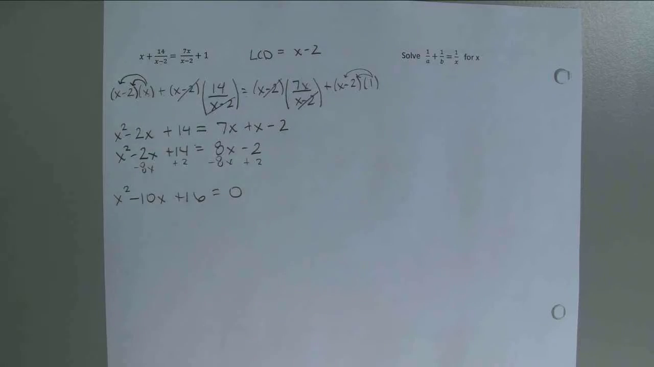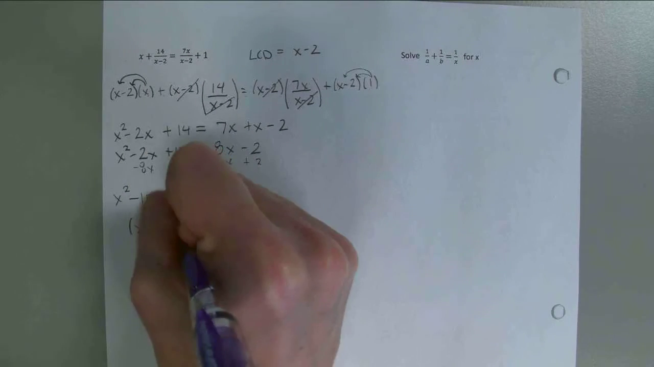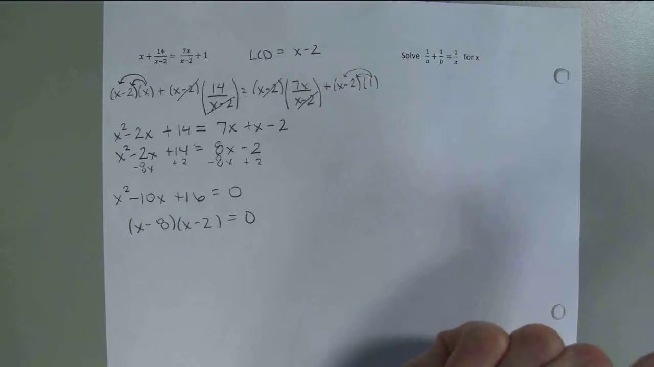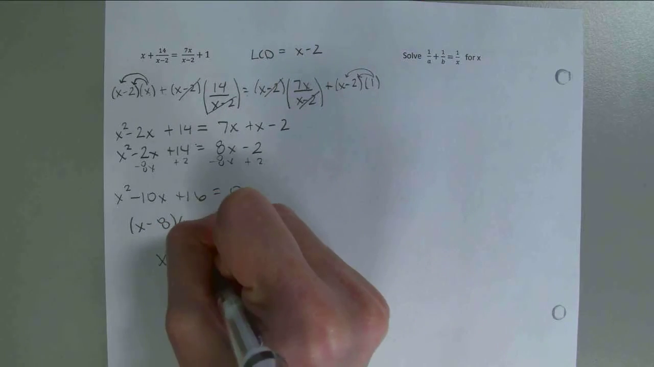So you factor, do regrouping. There it is, x minus 8, x minus 2 equals 0. So what are our two potential answers? x equals 8 and x equals 2.